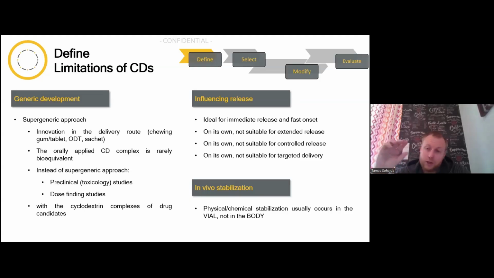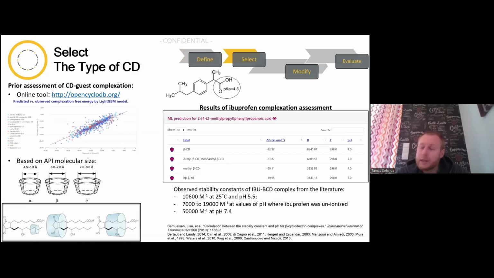Again, another limitation. So if you want fast onset and immediate release, cyclodextrin is super. If you want extended release or controlled release or targeted delivery, cyclodextrin on its own will not work well. This is something that we would like to talk more about in the next webinar, these kinds of limitations. And the in vivo stabilization, I already mentioned that it is the least challenging. So selecting the proper cyclodextrin, we usually do it with actual experiments.